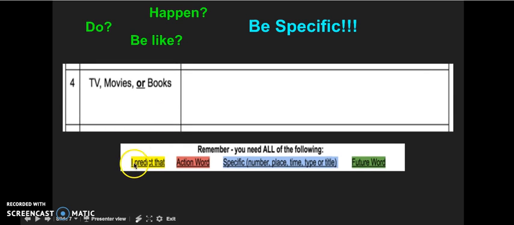Okay, remember to write I predict in the box above. What do you think will happen? There's that future word will. And your action word, what is it going to do or what is going to happen to it? And then be very specific. Okay. Press pause, write your prediction in the box, and then we'll go on to number 5.